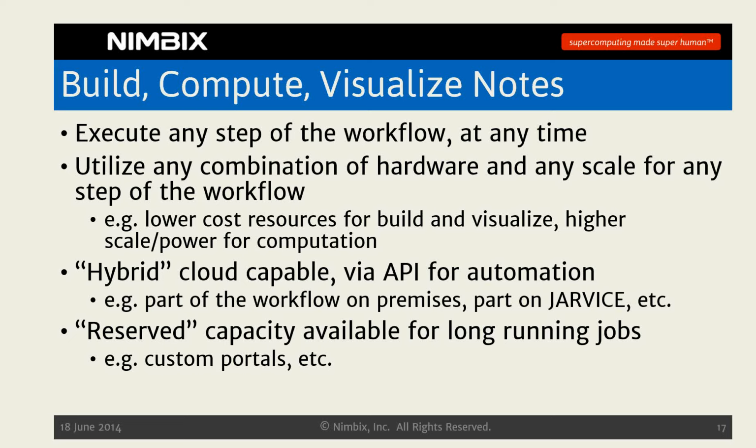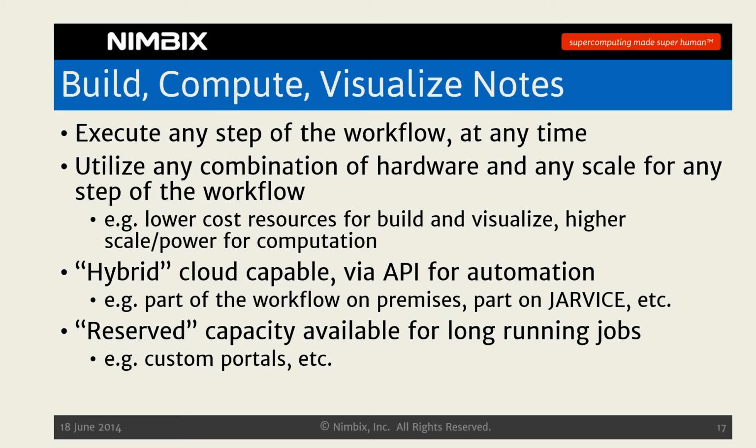So for example, you may not need 10 computational nodes to do your build or your visualize, but to do your batch solving, you may need all that power. So instead of paying for it all as a single thing, you can break up the process and have more cost-effective use of resources for each step of the process. It's hybrid cloud capable because it has an API for automation. So you may have part of your workflow on premises, part of it may be on JARVICE, part of it may be on some other cloud.